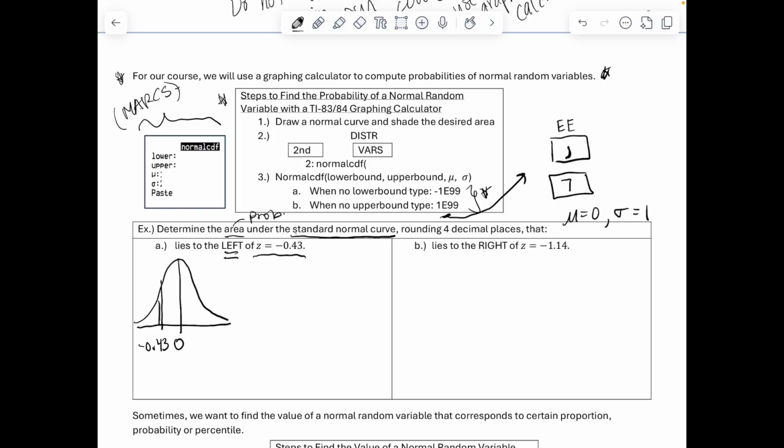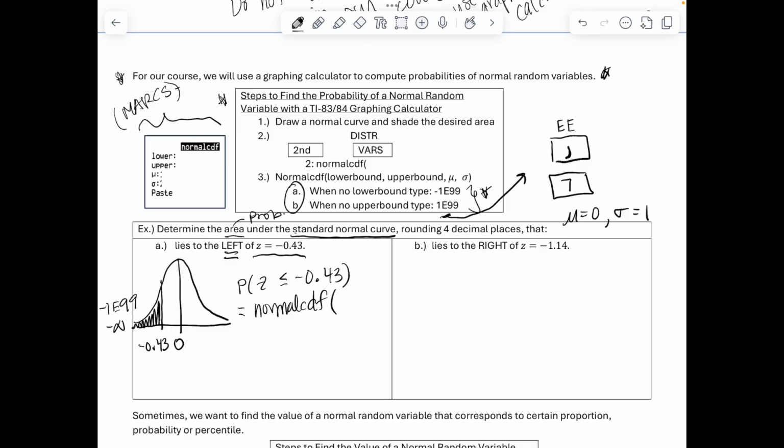So I'm going to shade my curve going to the left. And for this, it goes on forever to the left, which is technically negative infinity. But since we don't have an infinity button on our calculator, we do need to use the negative 1 E99 that is stated up above. In order to do this, we have to find the probability that Z is less than or equal to negative 0.43. We're going to go to normal CDF on our calculator.